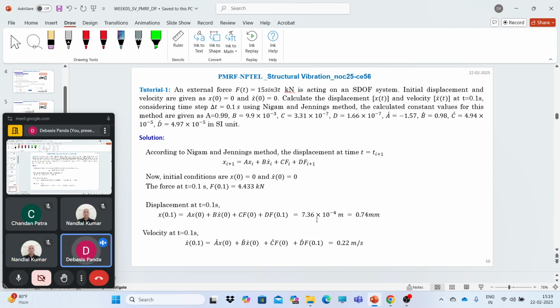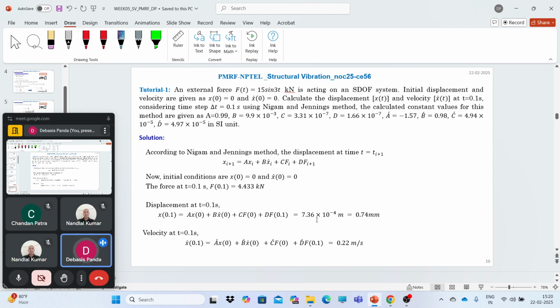Subsequently, if I need to calculate the displacement at t equals 0.2 second, what we need to do? Then the initial condition will become t equals 0.1 second. What is my displacement? What is my velocity? What is my forcing function? Then we need to calculate a, b, c, d, a prime, b prime, c prime, d prime, and subsequently we will get the displacement and velocity at the subsequent time steps. So displacement we have already calculated.